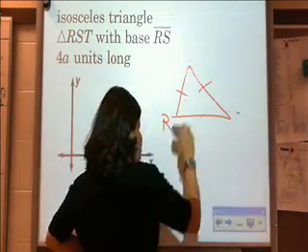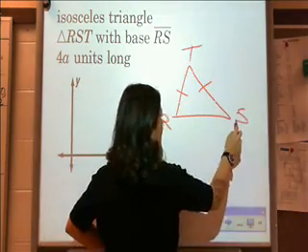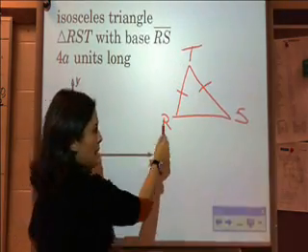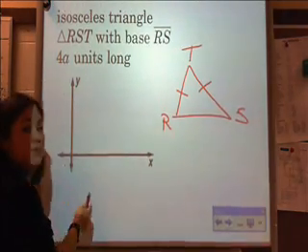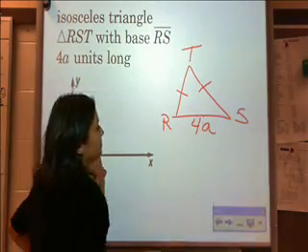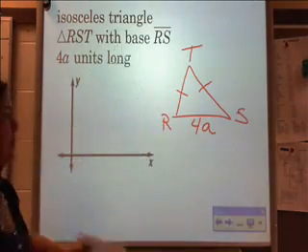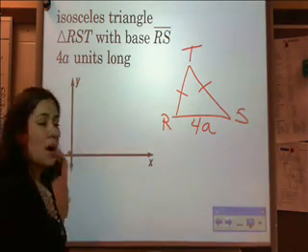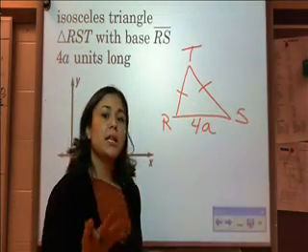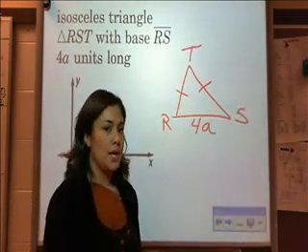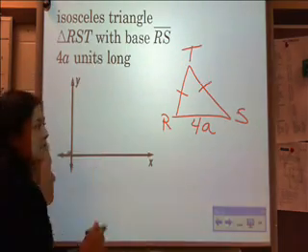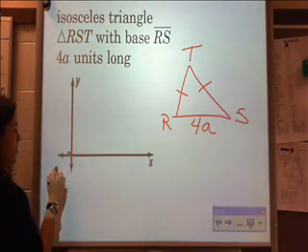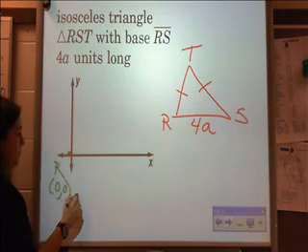So if I switch my T and S, now I have base RS. Triangle RST, it's isosceles, my base is RS, and the base is 4A units long. Okay, so it looks like it fits all of that. Now I'm going to place it on the coordinate plane. So the prompt for a problem like this would say position and label the following triangle on the coordinate plane. And then it would give you this information, and you would put this on the coordinate plane and label all of your vertices. So R is at 0, 0.